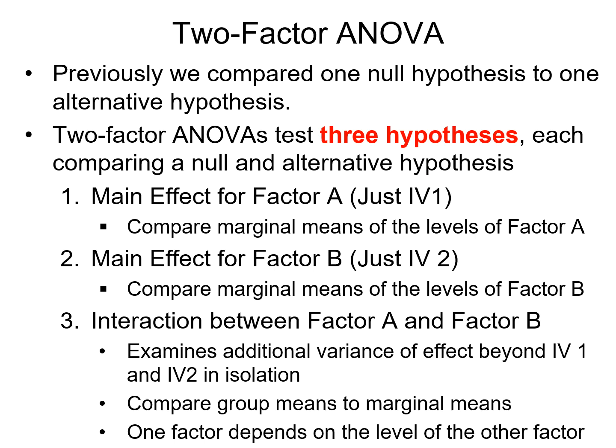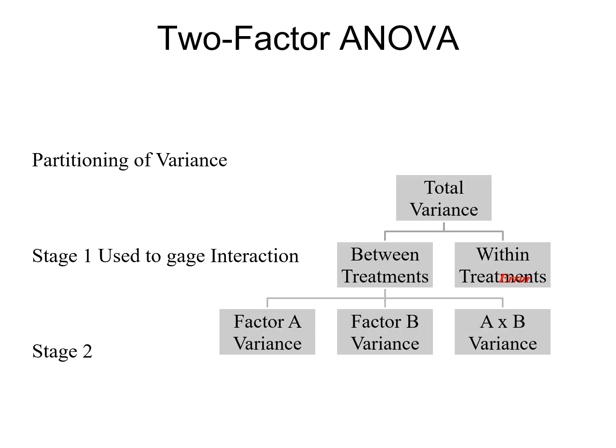And then finally, we have that third hypothesis. Is there an interaction between factor B and factor A? It examines the additional variance beyond the isolated effects of independent 1 and independent 2. It compares the group means to the marginal means. In other words, do we see that there's more going on than just the main effects? In other words, one factor depends on the level of the other factor. And again, we're going to go through some examples that will hopefully help illuminate this as we move forward.